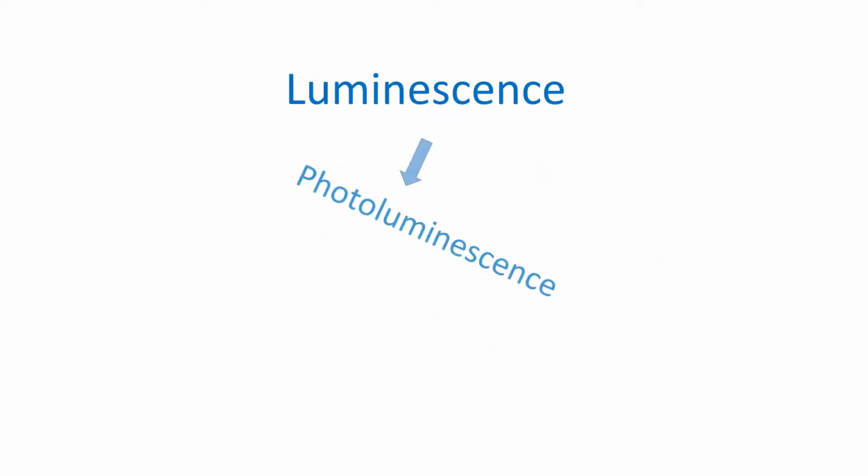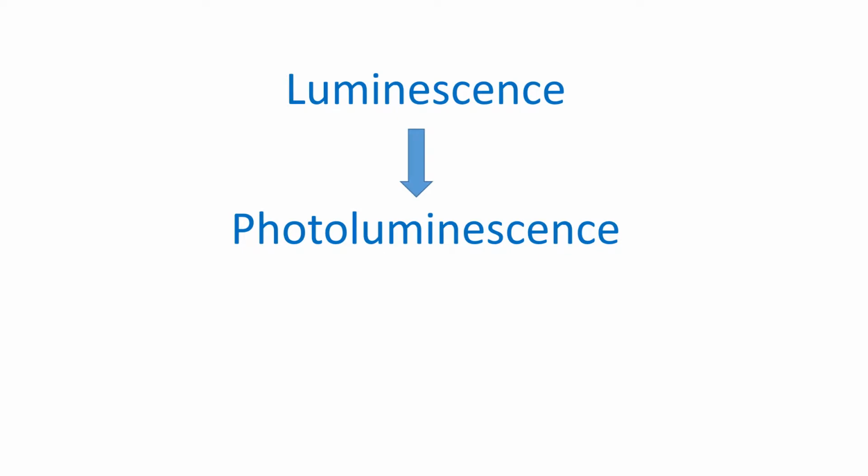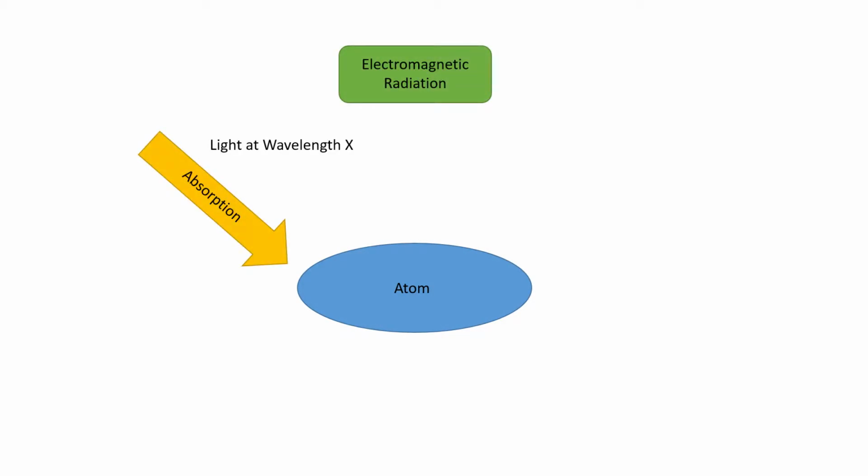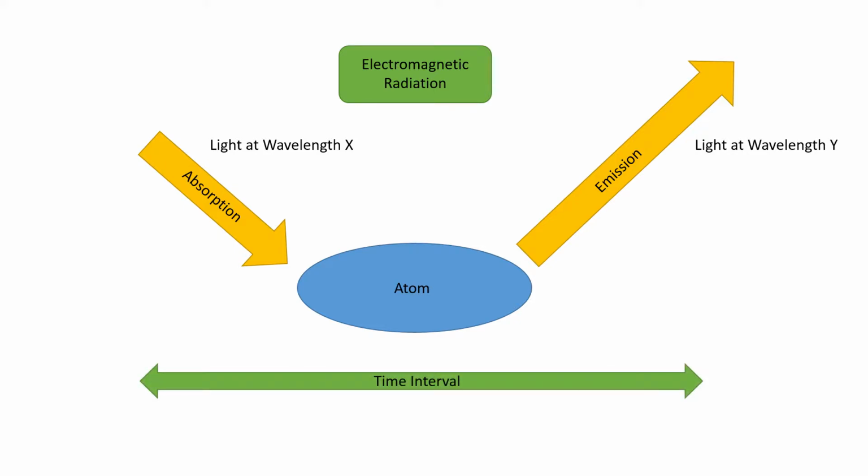Fluorescence is a member of the luminescence family, categorized as one of the two types of photoluminescence. Specifically, fluorescence is the property that some atoms have that enables them to absorb light or electromagnetic radiation at a particular wavelength and then subsequently emit light at a longer wavelength after a brief time interval. The time interval is known as the fluorescence lifetime.